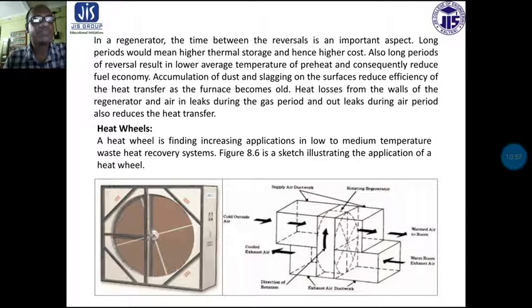Heat wheels. A heat wheel is finding increasing applications in low and medium temperature waste heat recovery systems. This figure is a schematic illustrating the application of a heat wheel.